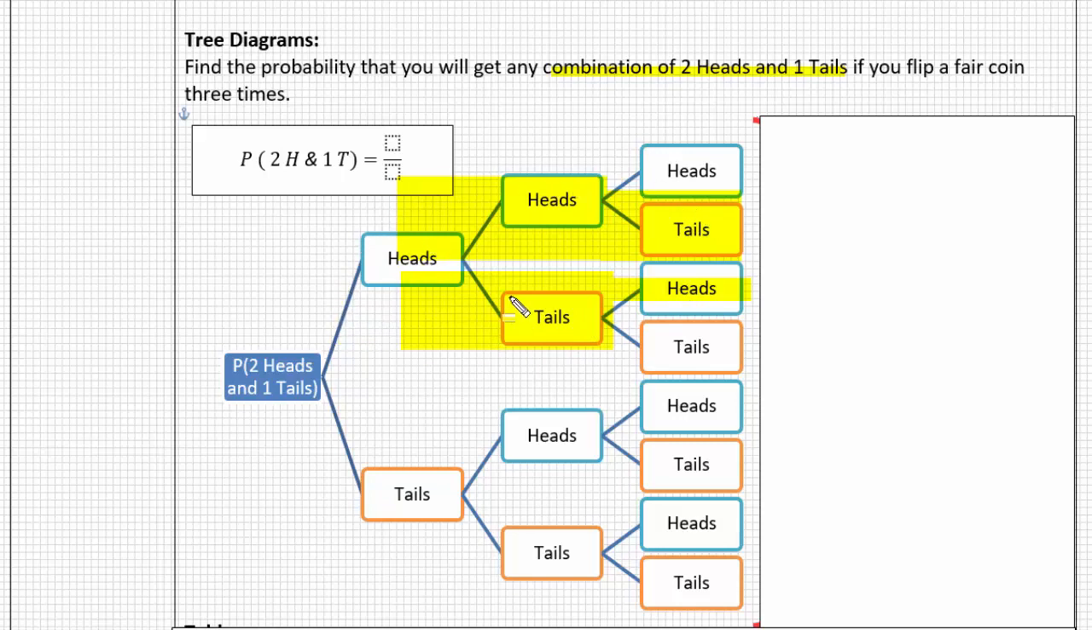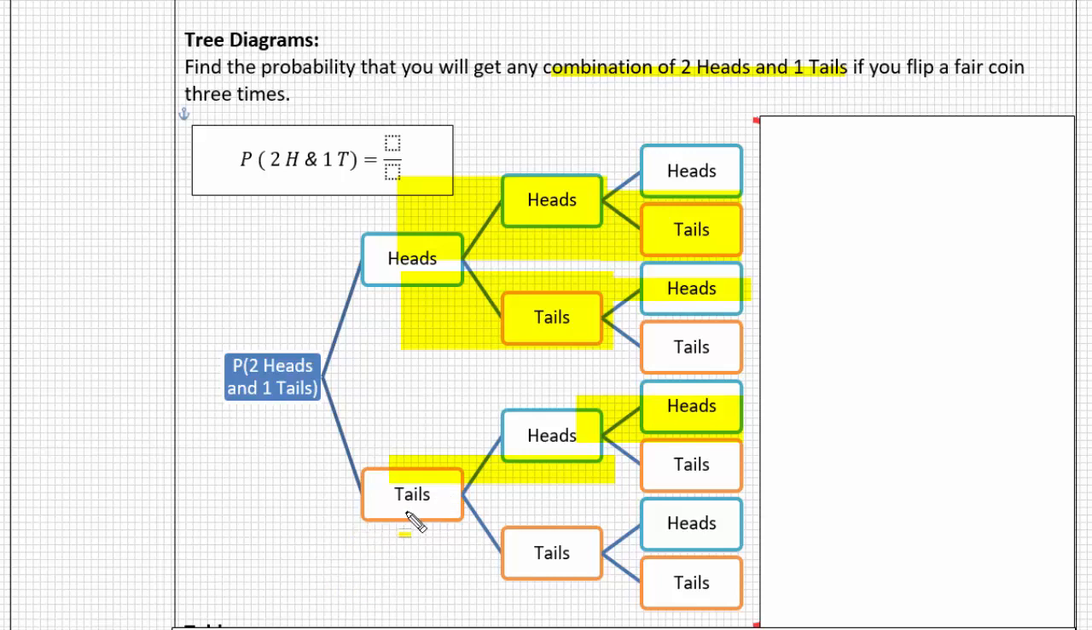Of getting a heads first, these are the only two possibilities. But can you see one more place where we have a combination of getting 2 heads and 1 tail? Right here. We could have started with a tails, then gotten a heads, and then gotten a heads again. That would have been 2 heads, 1 tail.